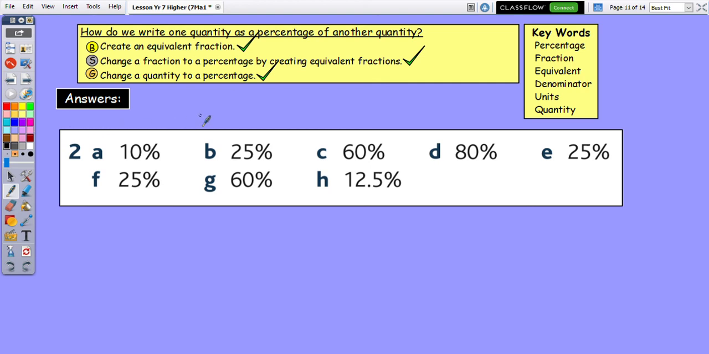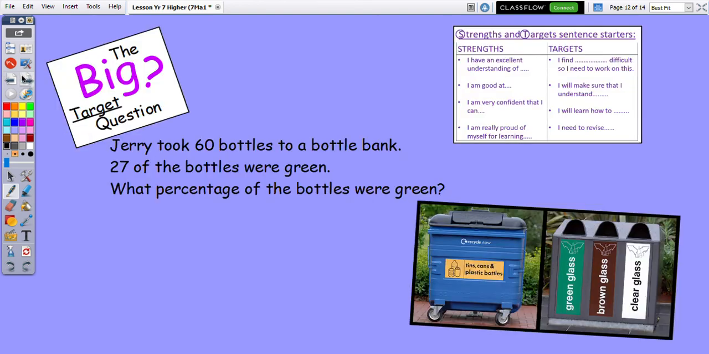And to finish off, the big target question. Okay, I want you to think about how you would change this to a percentage. Okay, so pause the video, give it a go, see if you can do it using both methods. See if you can do it using equivalent fractions, and see if you can use it doing the calculator method.